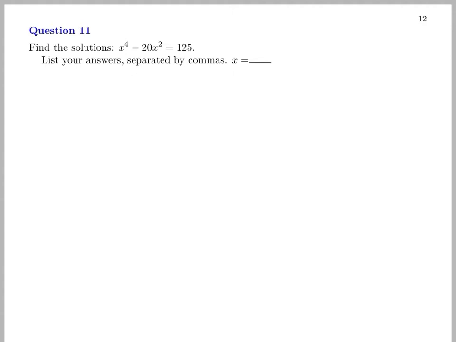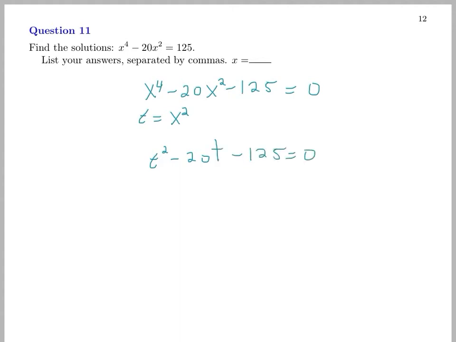Okay, so we'll find the solutions of this equation. So we'll set everything equal to 0 by subtracting 125. And this is really a quadratic equation. I mean, you could do a change of variable. If I let t be x squared, then t squared would be x to the 4th. And so I could rewrite the equation like this, and now it looks quadratic. And then I hopefully can factor this.